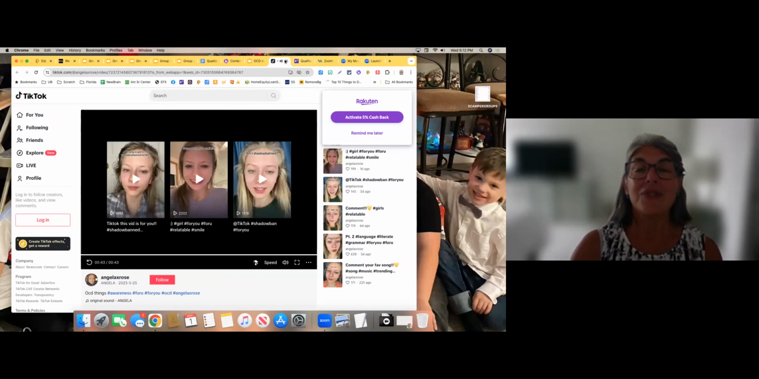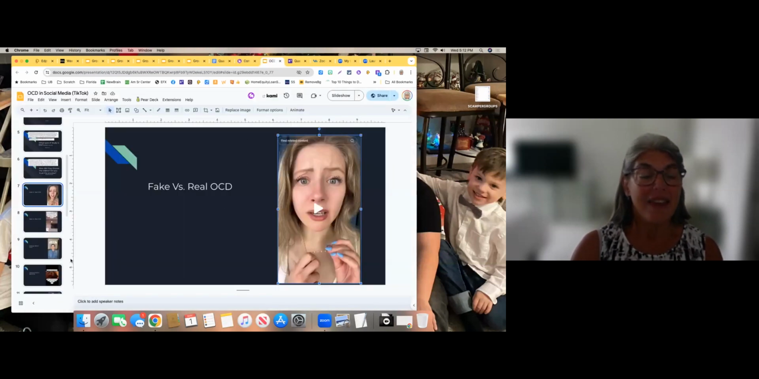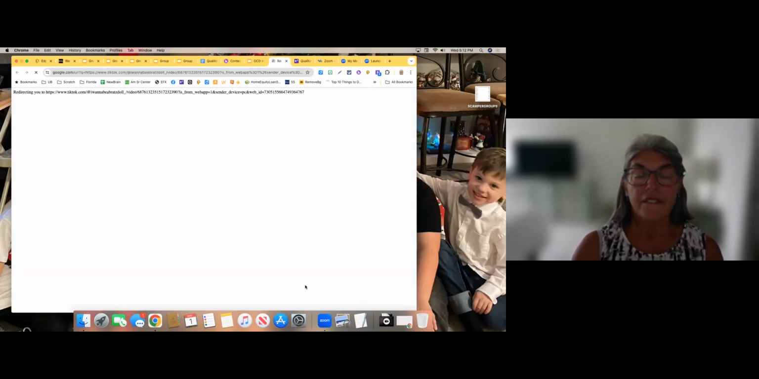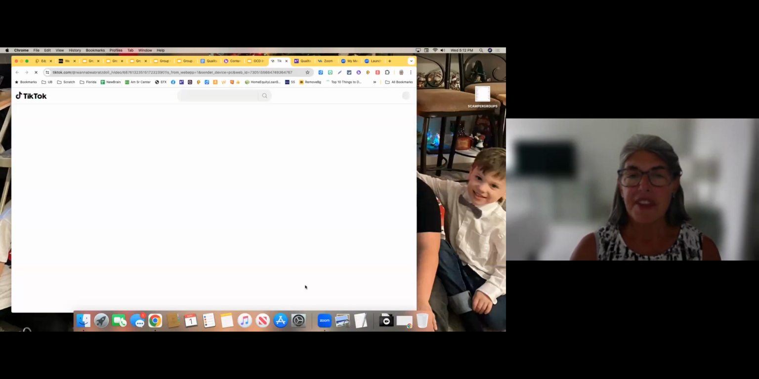Okay, so interesting. And then this one, real versus fake. So these were a couple of the themes they found, real versus fake OCDs.